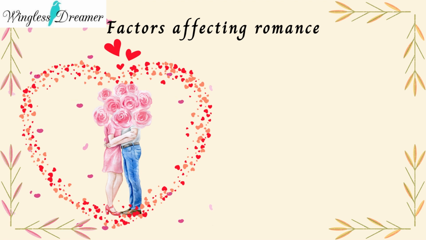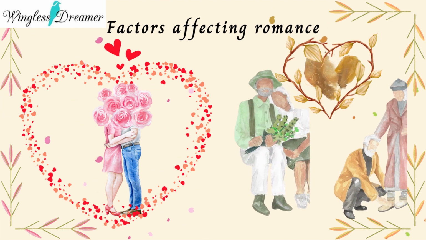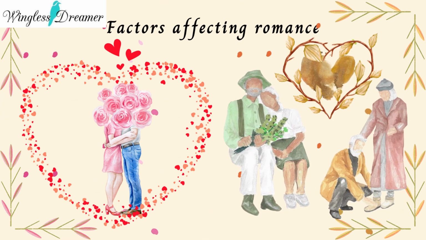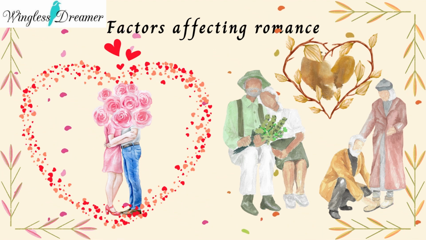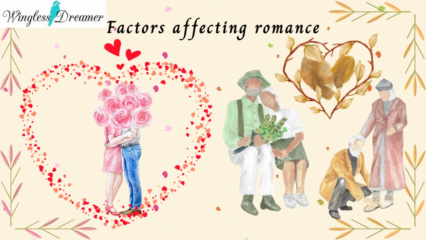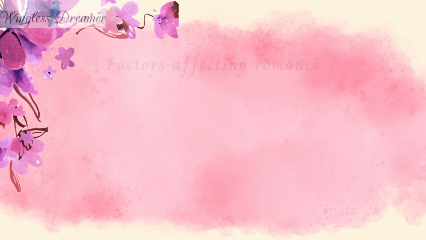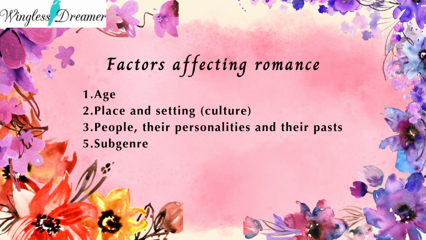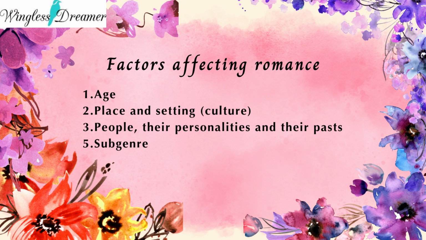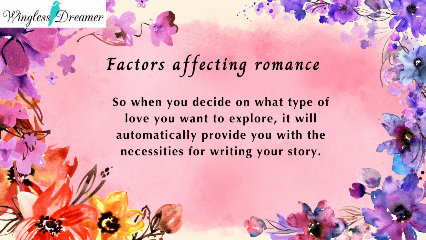coffee for loved ones. The way one loves when they are 40 is vastly different to when one loves when they are 19. The expectations and requirements from a relationship are different. Hence, it is essential to decide what sort of love you want to explore in your book, as it will decide the setting, the themes, the characters, their pasts, and subgenres. So, when you decide on what type of love you want to explore, it will automatically provide you with the necessities for writing your story.